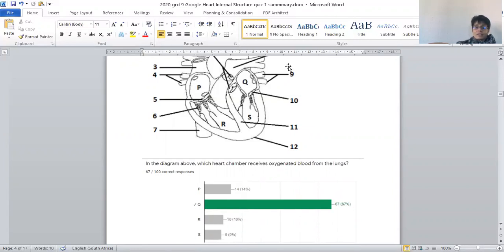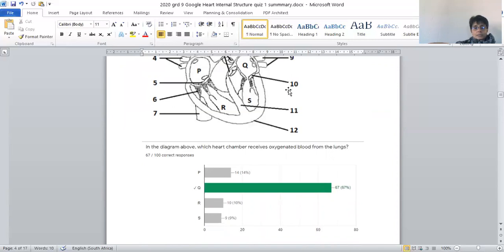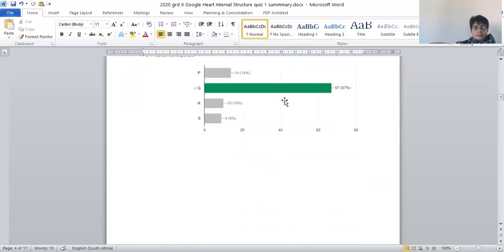The lungs are out here, and the blood is coming from the lungs through vessels 9, and actually vessels 4 as well, because 4 brings oxygenated blood from the right lung, and 9 brings oxygenated blood from the left lung. But I only had 9 as a choice, just to make it a bit easier.